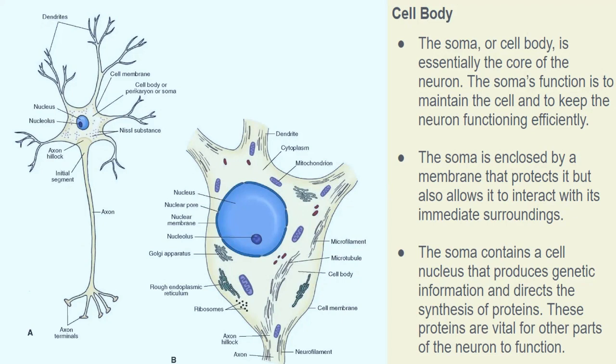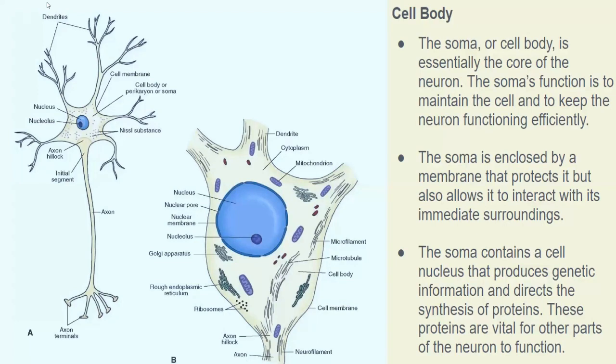It is enclosed by a membrane that protects it, but also allows it to interact with its immediate surroundings, which is known as the cell membrane. Then the soma contains a cell nucleus that produces genetic information and directs the synthesis of proteins. These proteins are vital for other parts of the neuron to function.